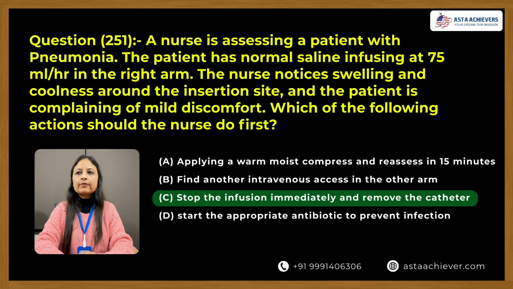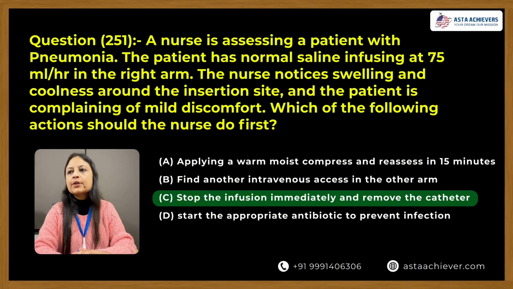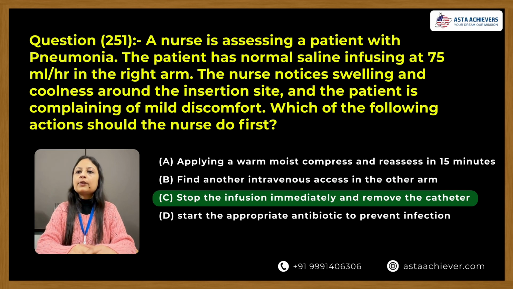Question number 251. A nurse is assessing a patient with pneumonia. The patient has a normal saline infusion at 75 ml per hour in the right arm. The nurse notices swelling and coolness around the insertion site, and the patient is complaining of mild discomfort. Which of the following actions should the nurse do first?